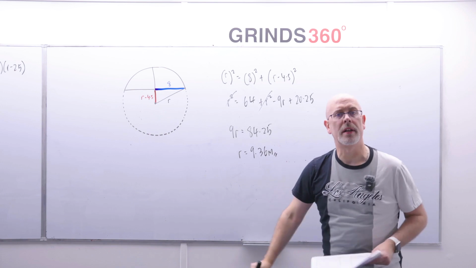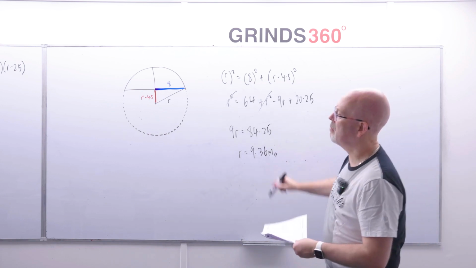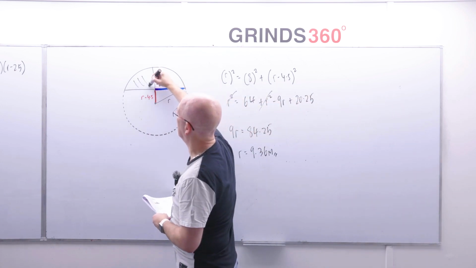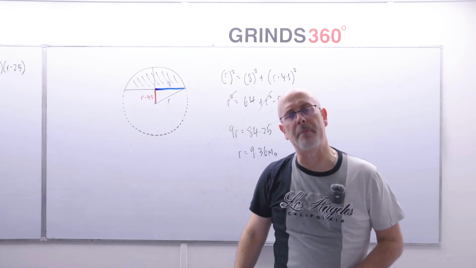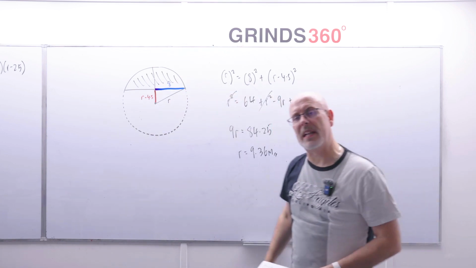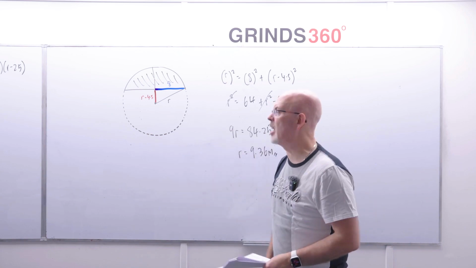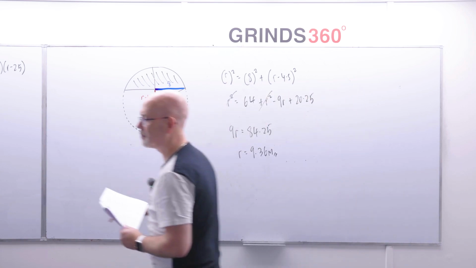9.36 meters. And noticing again, once I've got the radius, I could now find that area if the question demanded it. Like if I wanted to find the volume of a building, I could do it that way once I've done the calculation. The key thing there is being able to find r.